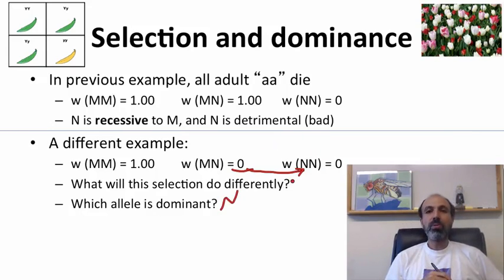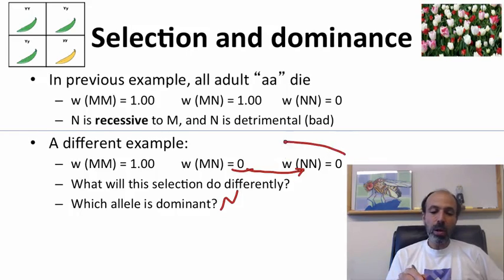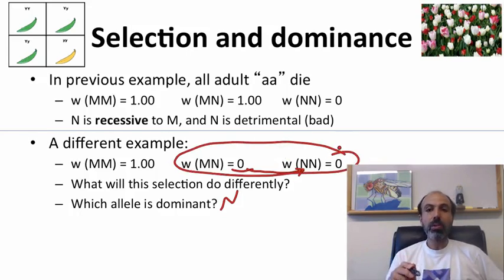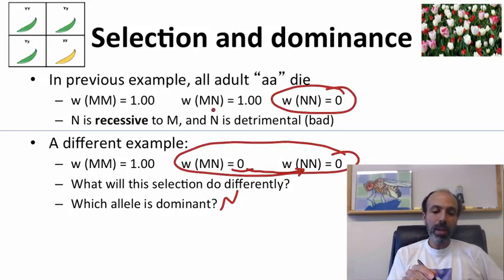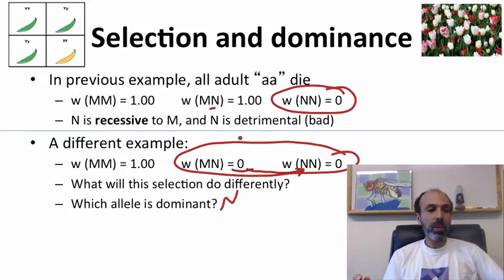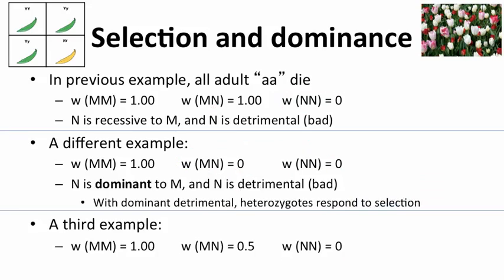And what will selection do differently? Well, we might guess in this case that selection will actually be much more quick. Because in this case, you're eliminating all N's from the population at once, instead of just a subset of N's from the population. Here, some N's are sheltered. Here, no N's are sheltered. They are all exposed to natural selection. So, with a dominant detrimental, the heterozygotes will also respond to selection. Okay? Now let's do a third example.